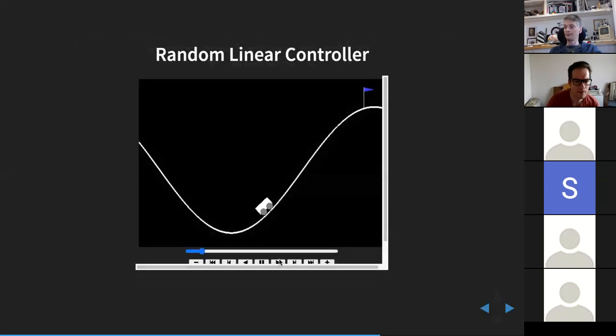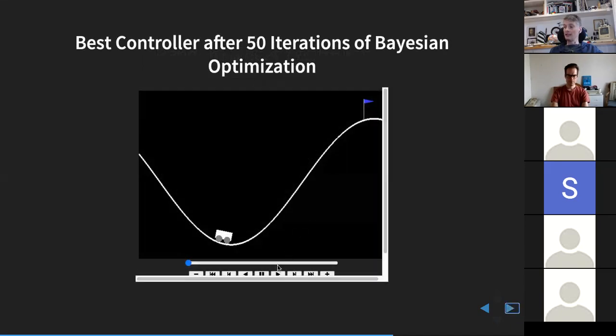So this is the random. This is if you just have random optimization, a random design point. This is one of the design points. So it doesn't do great. And this is the best controller after 50 optimization iterations. So there's 25 design points we use in this case, 25 points in the initial design. And this is the best controller after 50 iterations of Bayesian optimization.